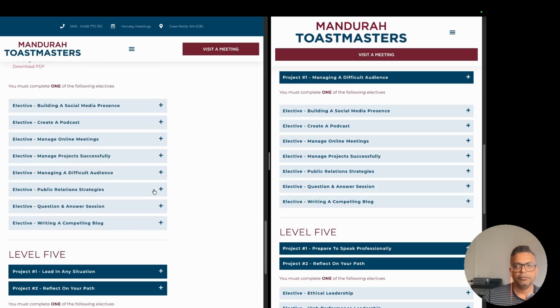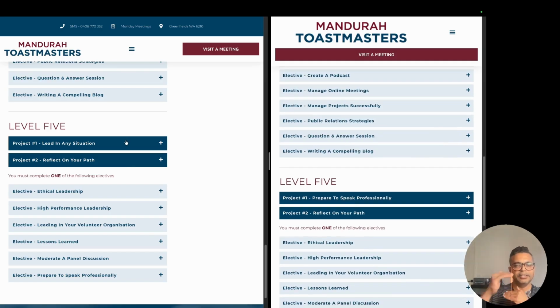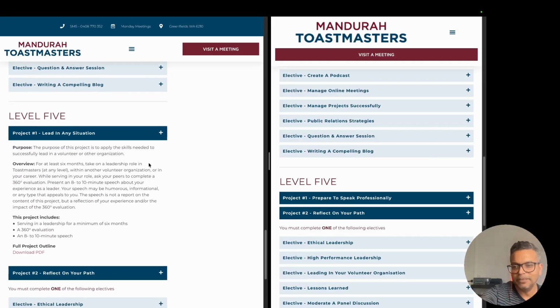And then if you look into the projects that you can look at, you can pick any 2 projects of your choice. Public relations strategies is a good one, or writing a compelling blog is another one, or creating a podcast is another elective you can focus on. Then finally, level 5. As you see, level 5 is the last level of dynamic leadership. In here we focus on lead in any situation.